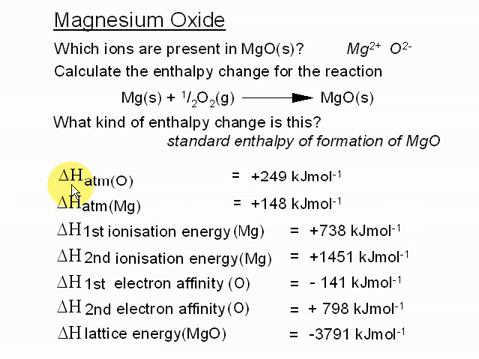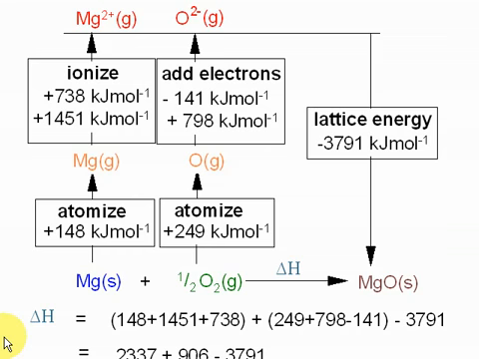oxygen, the energy required to get oxygen molecules into oxygen atoms, the atomization energy of magnesium to go from magnesium as a solid to magnesium gas, the first ionization energy of magnesium, and that is stripping an electron off magnesium atoms, the second ionization energy of magnesium, that's stripping a second electron off the Mg+ ions, the first electron affinity of oxygen, adding an electron to oxygen, the second electron affinity of oxygen, adding a second electron to oxygen, and then the lattice energy of the magnesium oxide. So drawing a Born-Haber cycle and putting on the data gives this diagram.